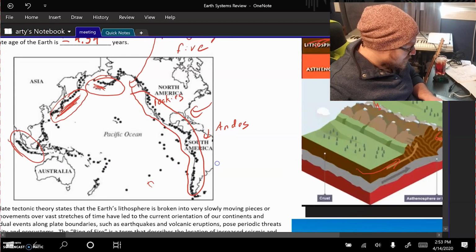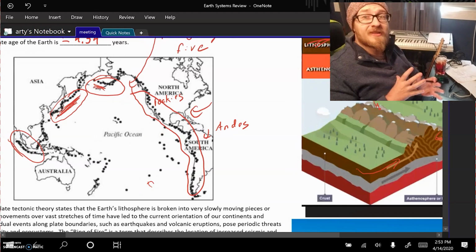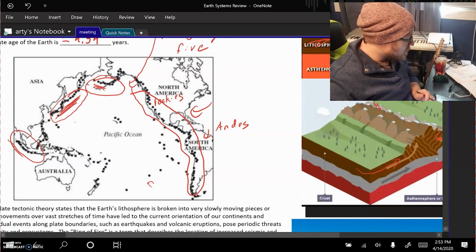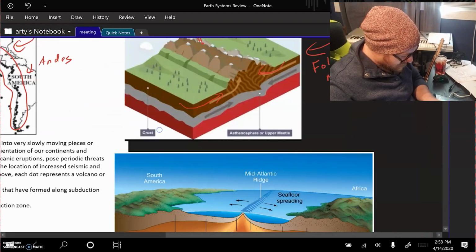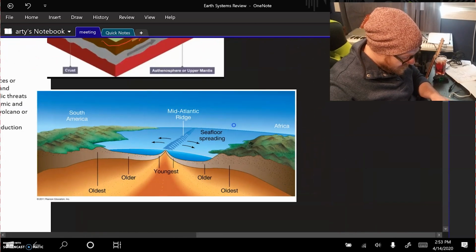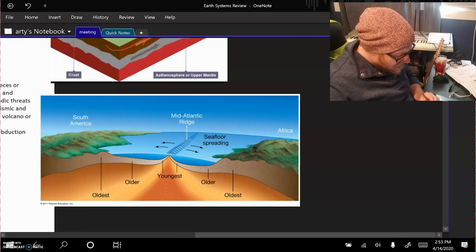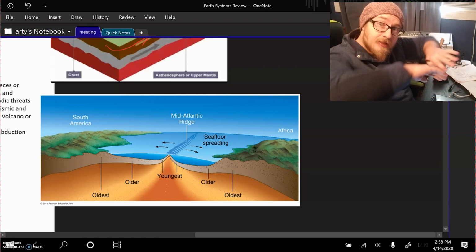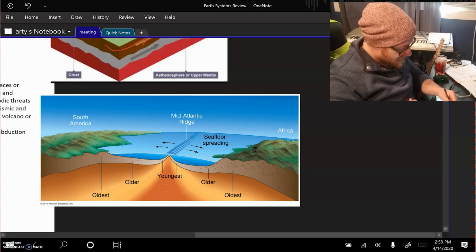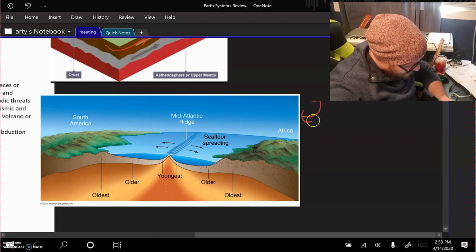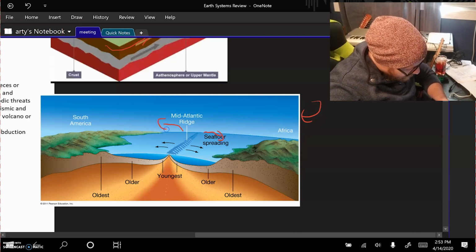Another thing you need to know is areas where new crust is being created due to divergent plate boundaries. So let's take a look at first a diagram of divergent. So when you have two plates and they're moving away from each other, like we've got in this diagram here, we got one plate moving this way, you have another plate moving this way.